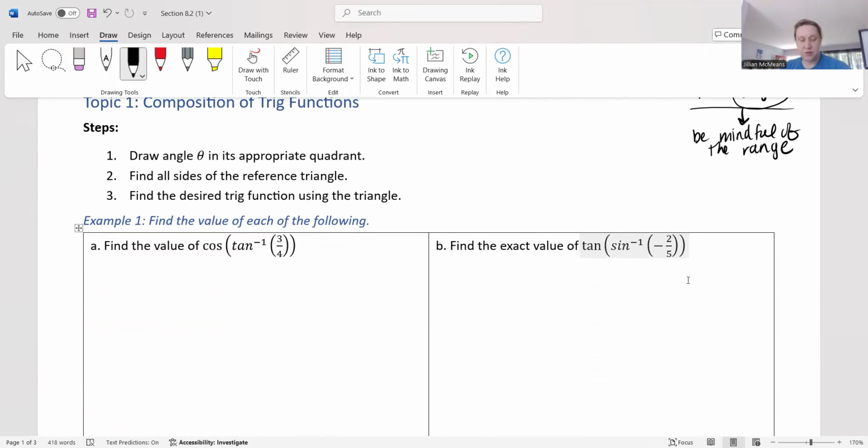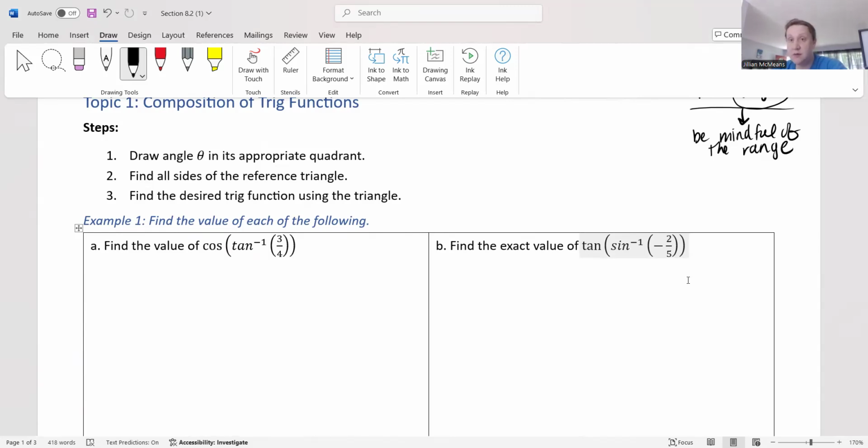So let's dive in. These are going to feel a little weird, and that's okay. It's okay if things feel weird at first, but hopefully we'll get you squared away to where you don't feel so wild about this. So for example 1, it says find the value of each of the following. For part A, we say find the value of cosine of inverse tangent of 3/4. Well, what in the world do we do?